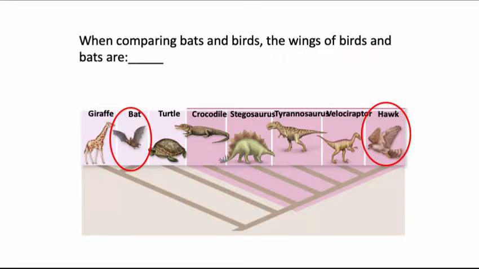What kind of trait will you call the presence of wings in bats and in birds?